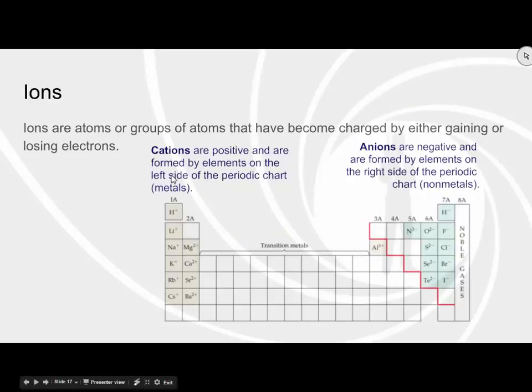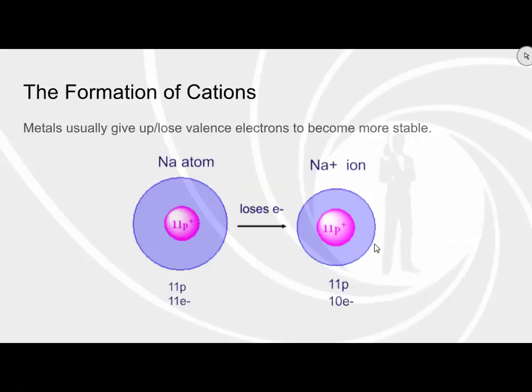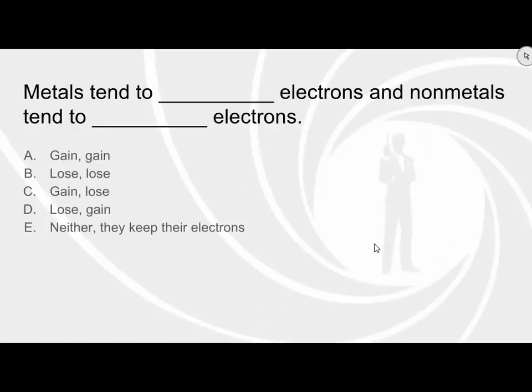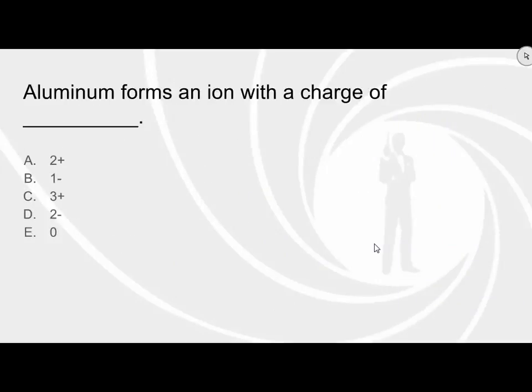So here we kind of think of this as 1, 2, 3. So it's going to be a metal. So we know it's positive, and it's going to be in the third-ish column. So we would say +3. So C.